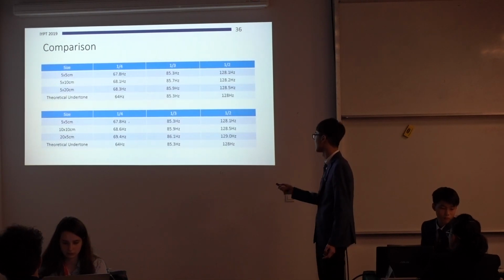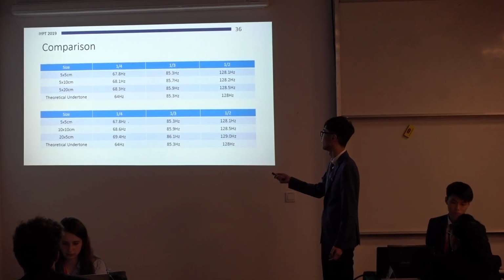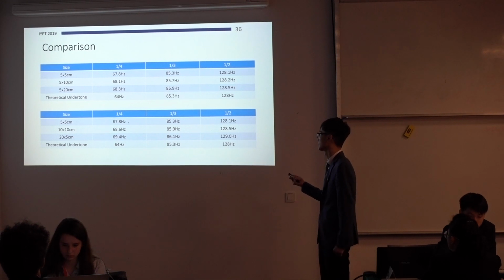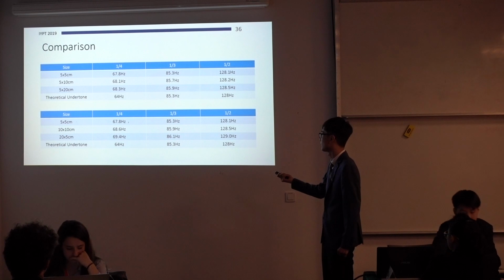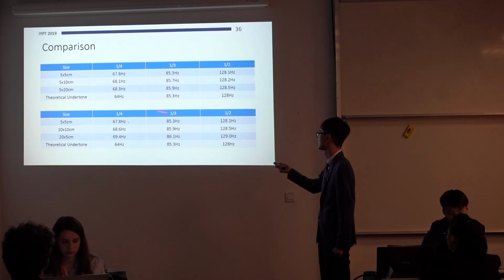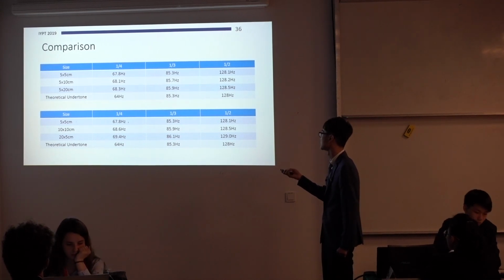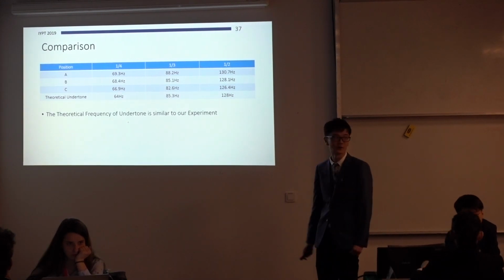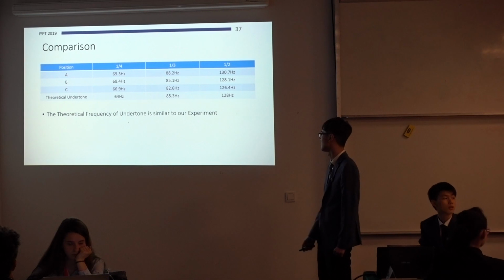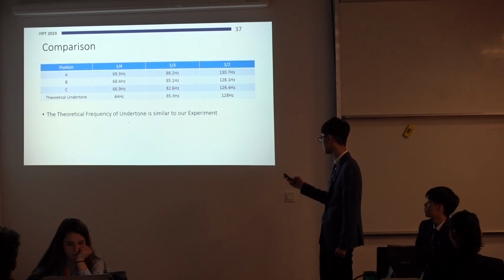So as we can see, all the undertone frequencies we have tested and analyzed are similar to the typical undertone frequency, which is this. Whatever we change in the real world, even the touching point, they are about equal. So the theoretical frequency of the undertone is similar to our experiment.